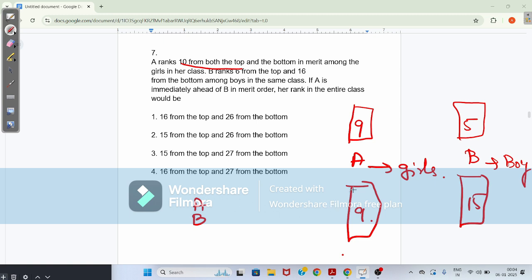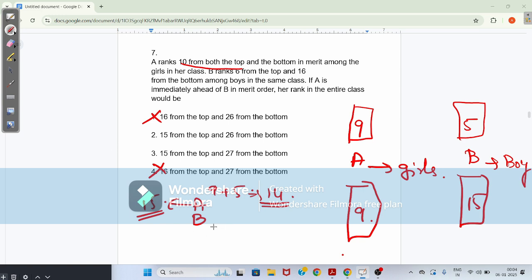Now, what is the rank of A from the top? 9 plus 5 gives the value 14. So 14 members are before A, which means the rank of A is 15 here. Here 16 has been given, so this is the wrong statement.